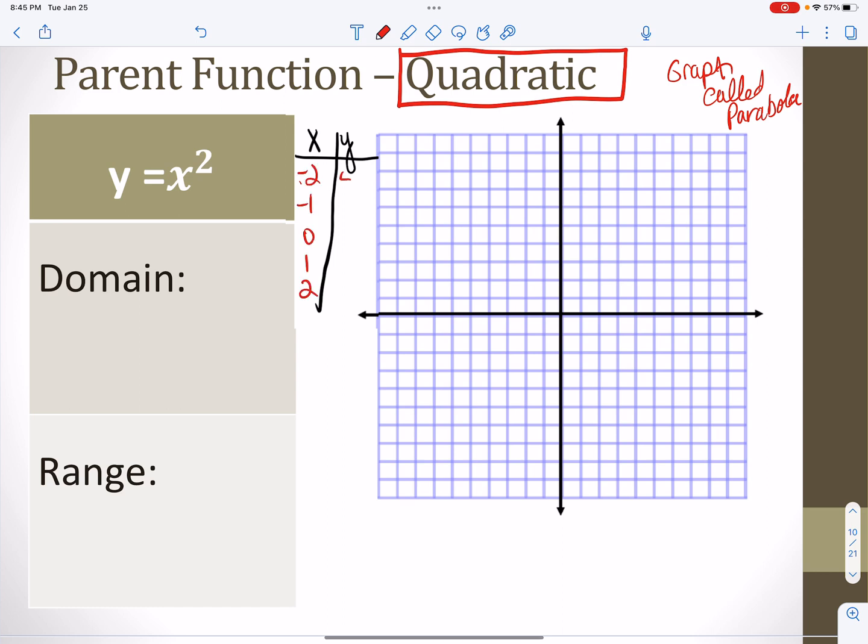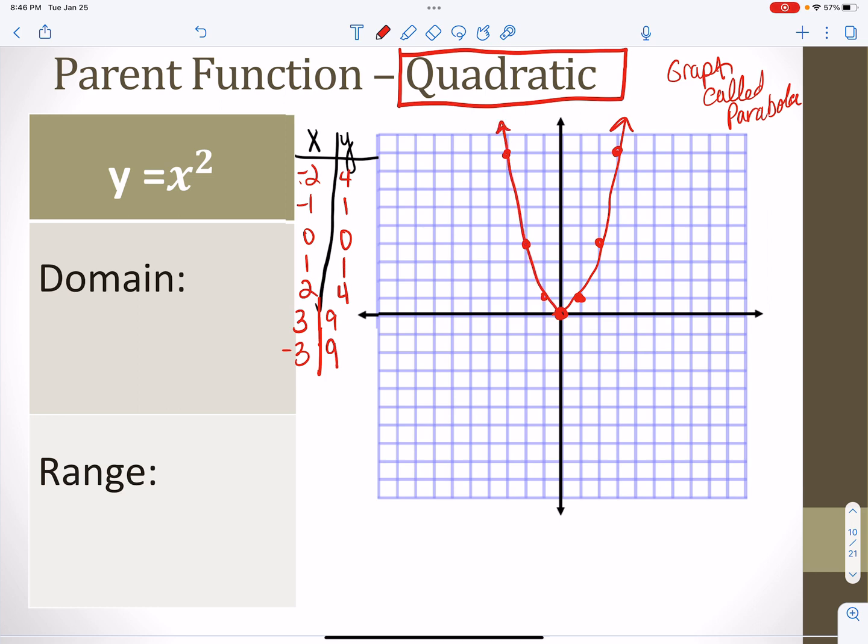So if I square -2, I get 4, 1, 0, 1, 4. I'm going to go ahead and do 3. 3 is at 9, and -3 is at +9, right? So if I graph this, it's 0, 0, 1, 1, 2 is at 4, 3 is at 9. This thing is not linear. This thing curves, okay? 2 is at 4, 3 is at 9, so it curves up.